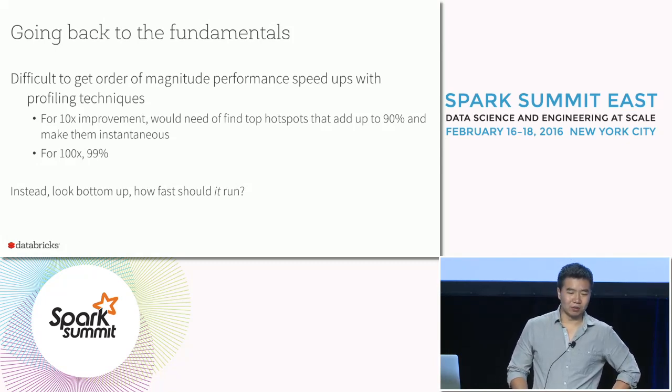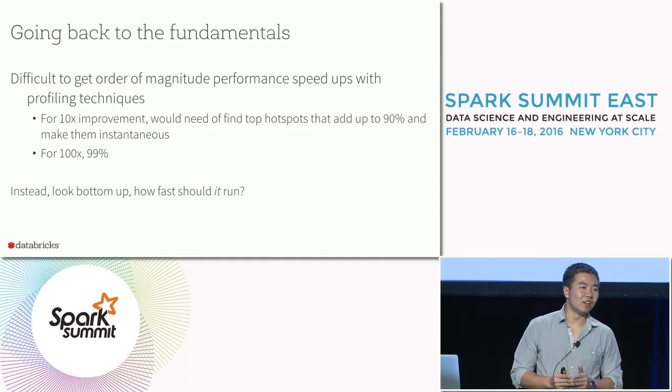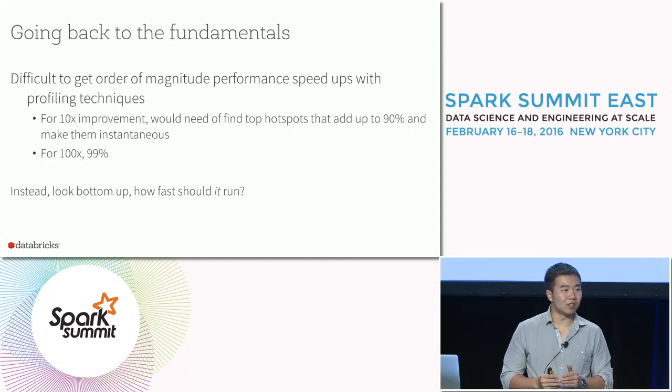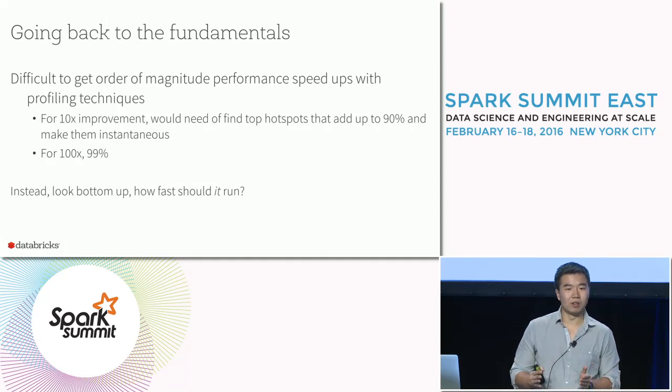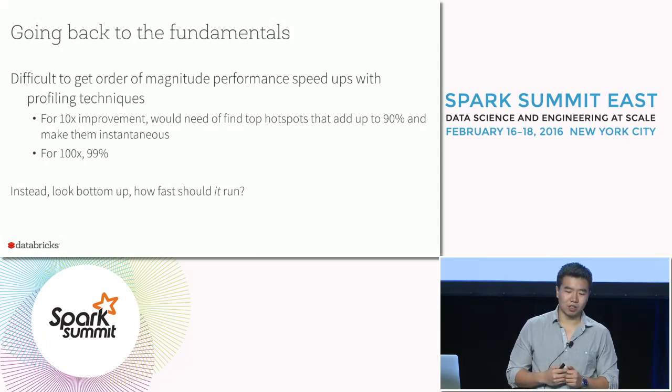As an example, to get a 10x improvement, we would need to find all of the hotspots that together add up to 90% of the current time and make that instant. And that's really not practical with profiling techniques. Right? With profiling, you typically shave maybe 20% here, 10% there, something like that. In contrast, if we want 2 orders of magnitude performance improvement, we would need to find the top 99% hotspots, which is not particularly practical.